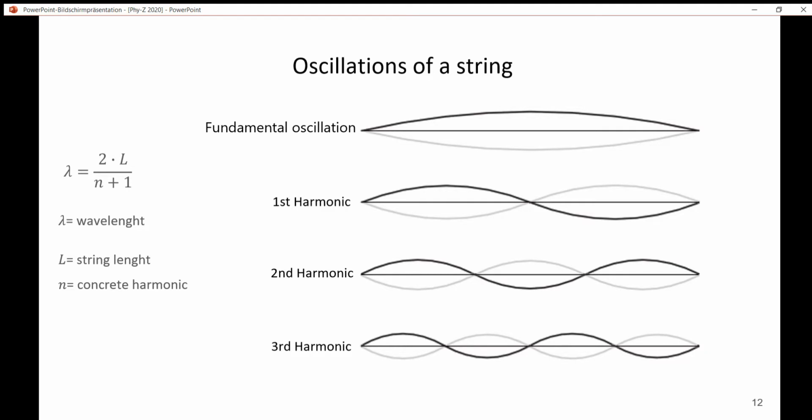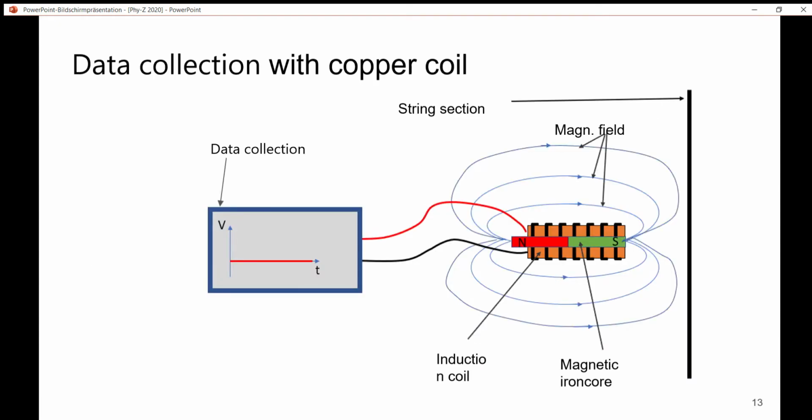Now, to describe the motion of the string, it's important to know how the string can move. Because we have two fixed points, the string can only move in certain ways: the fundamental oscillation and the harmonics, the first, second, and third harmonic. And to describe the motion of the string, we need to know in which proportions each harmonic is moving the string.